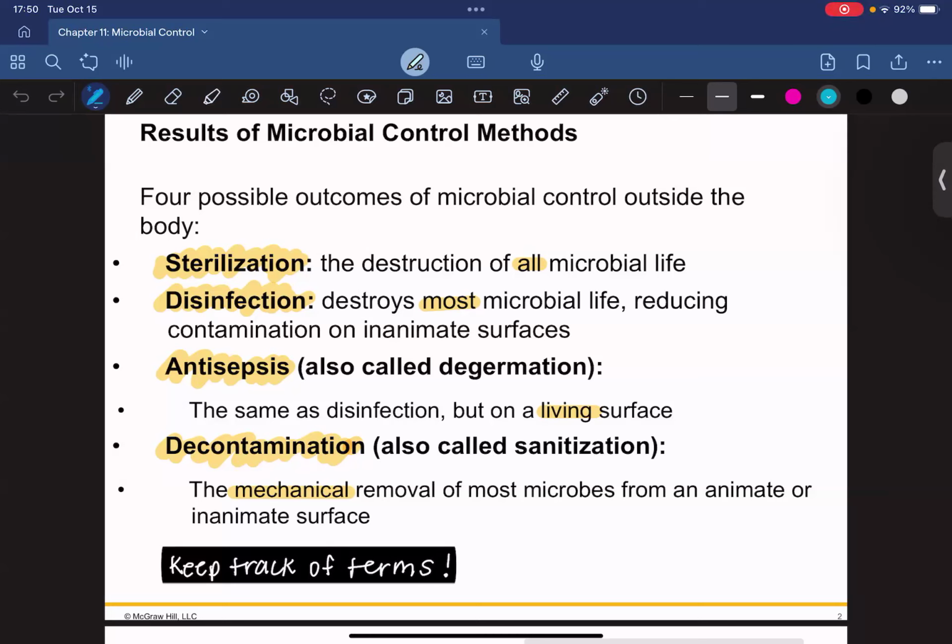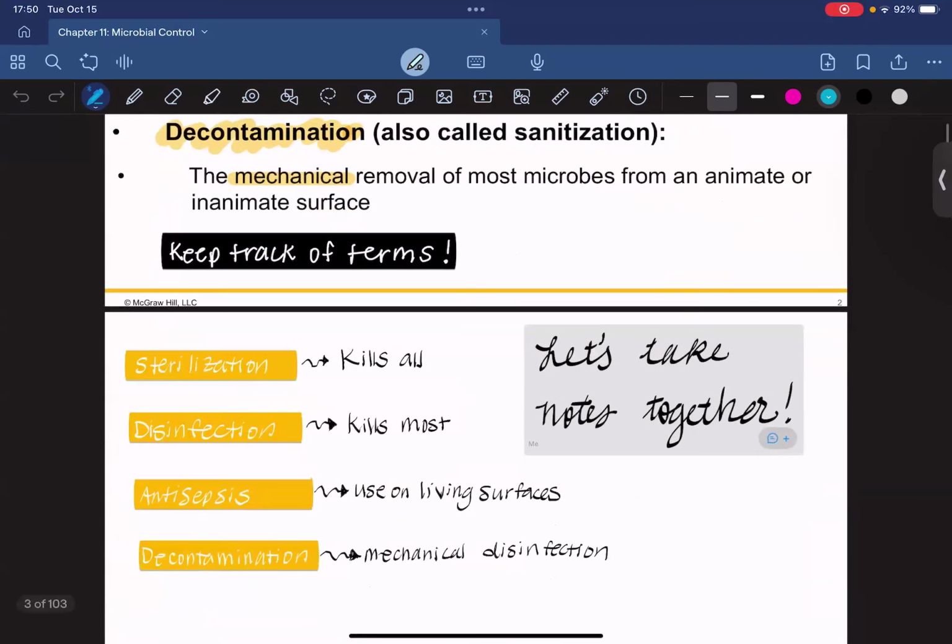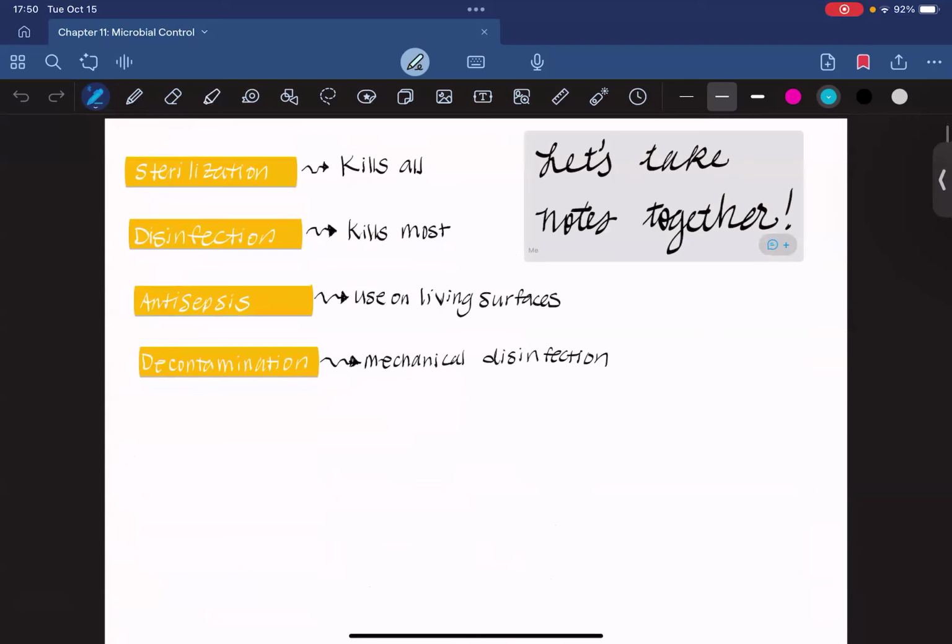Whereas other things like the disinfectant that we use in lab, it kills it, or hopefully it kills most of the things, but we're not actually removing them, right? The whole point is to kill them. So that's what we're talking about there. So now when we come back to this, again, sterilization kills everything. Disinfection kills most, but that's not everything. Antisepsis on living surfaces, decontamination, mechanical.